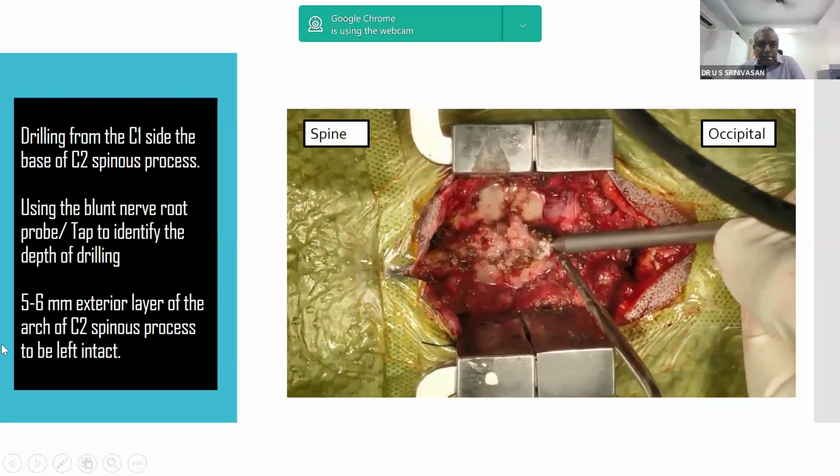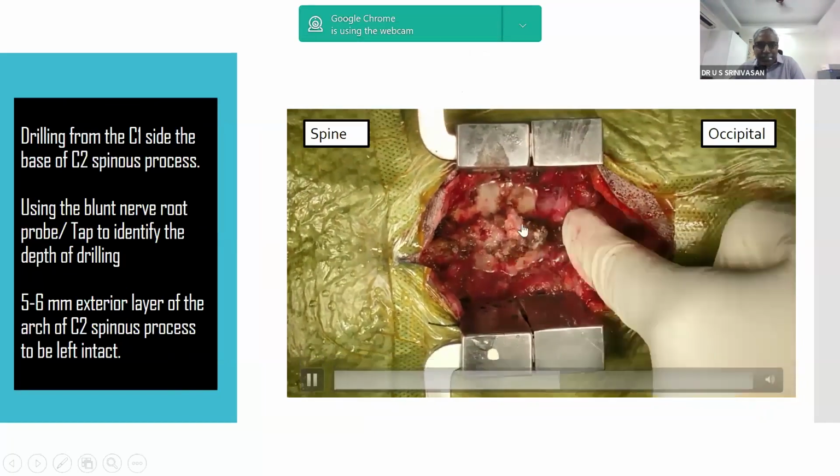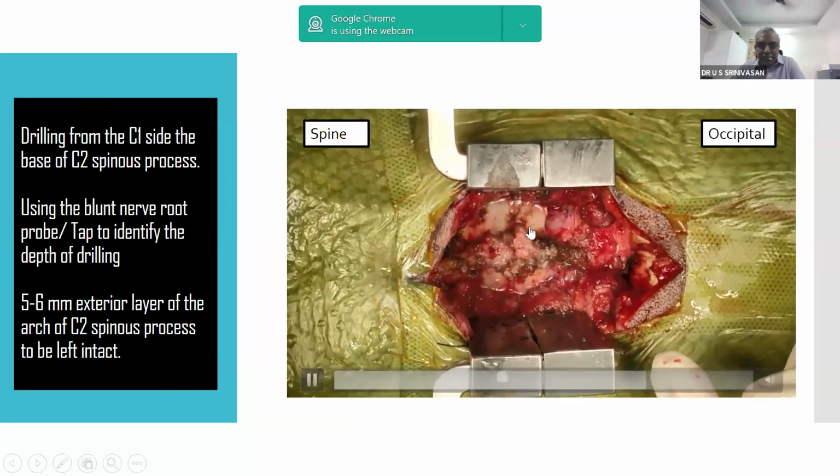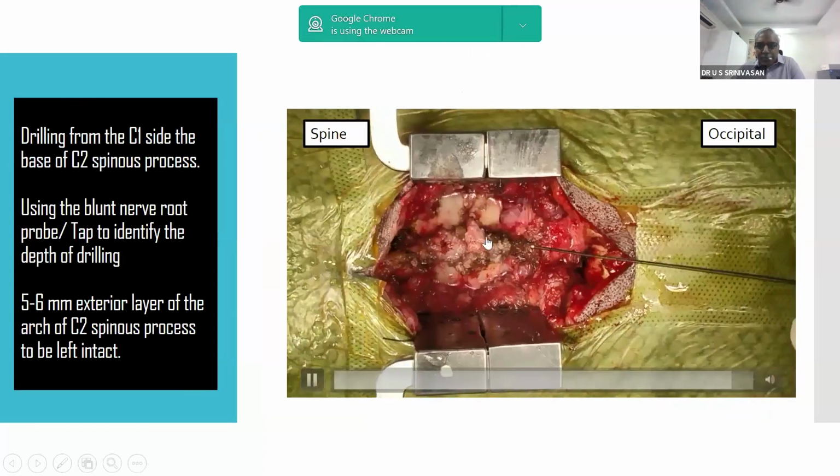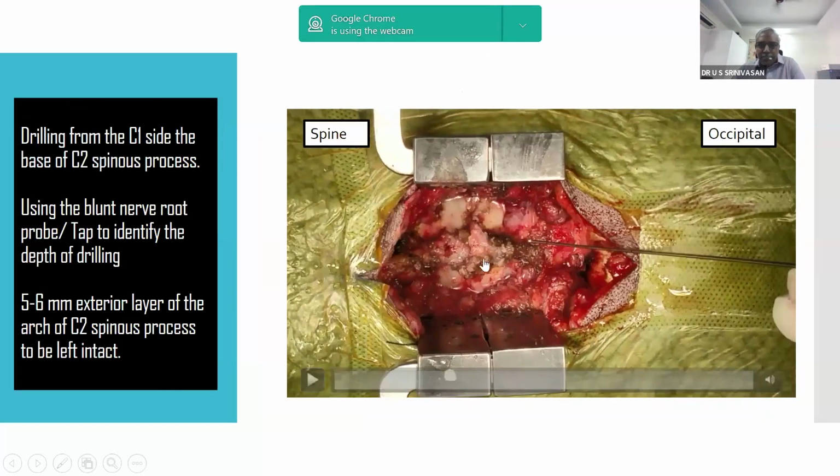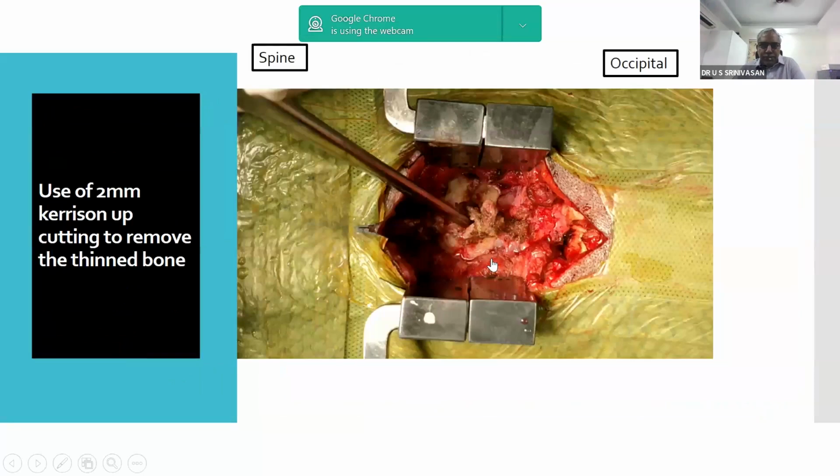Most important here is that 5 to 6 millimeters of the posterior aspect of the C2 spinous process has to be retained, which you can do and use a probe to identify the completion of it. Next, I'll show you.